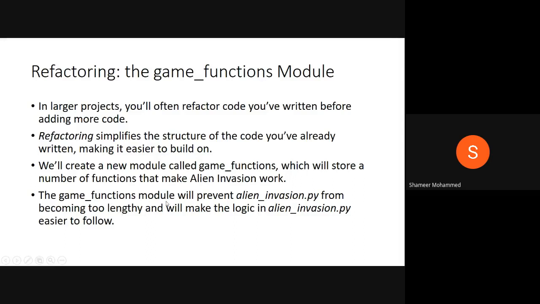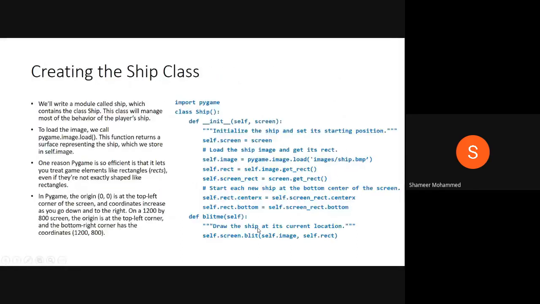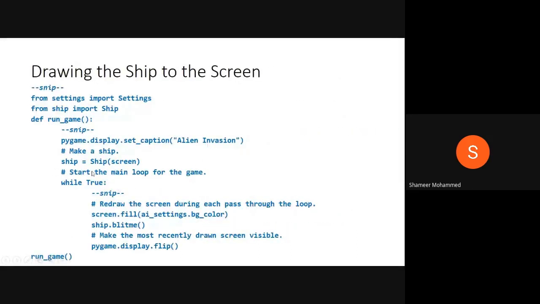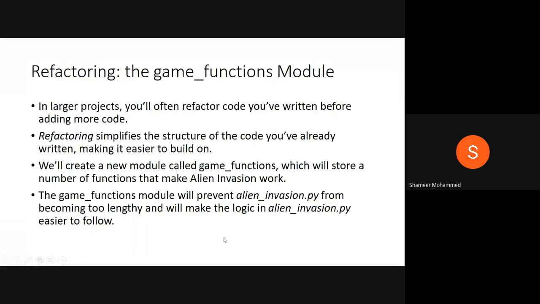So game functions is a module which will drive the alien invasion. Like if the aliens are coming, you have to kill them, you have to fire the bullets. Where you define all these things is in this module, game functions. If you write everything in the same file, it will become very lengthy. So to enhance the readability of your program, you create separate modules, and in those modules you define the functions.